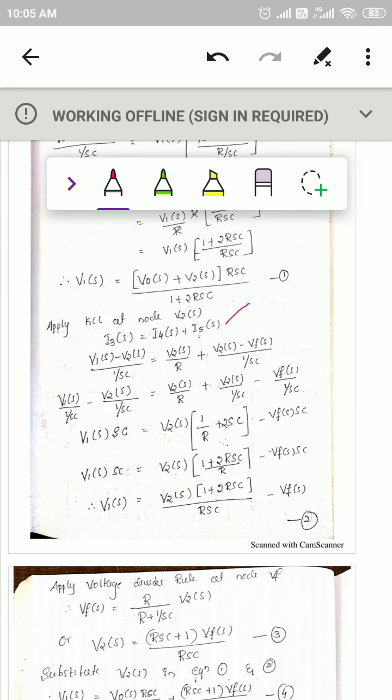So I3 of s is equal to I4 plus I5. Similarly, as in the above, you just write the voltage equation. V1 of s, I3 is equal to (V1 minus V2) divided by R, and I4 is equal to this and this one. Just from the ladder diagram, you just compare it. Once again, you simplify this step by step.